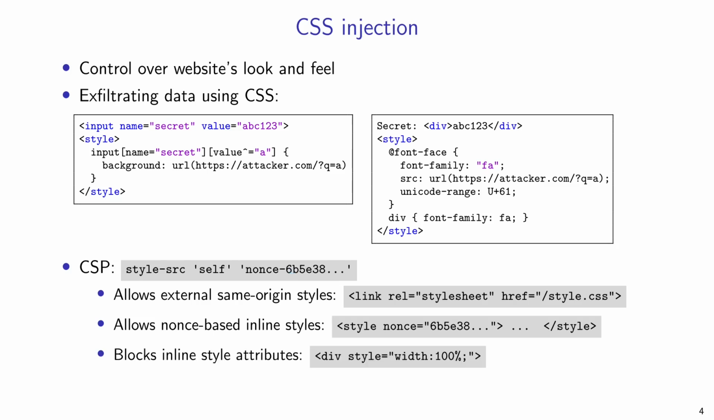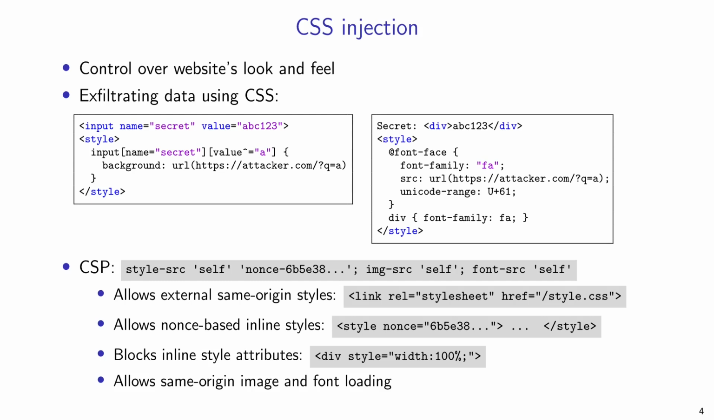And it blocks inline style attributes on HTML tags, so this will not work, meaning that the HTML has to be rewritten, moving CSS code into CSS style definitions, which is also a best practice in web development. As an extra hardening measure, we can add image source self and font source self. This allows same origin image and font loading only, meaning that even if an attacker were able to inject CSS, these attacks would not have worked as these requests to the attacker's website would be blocked.